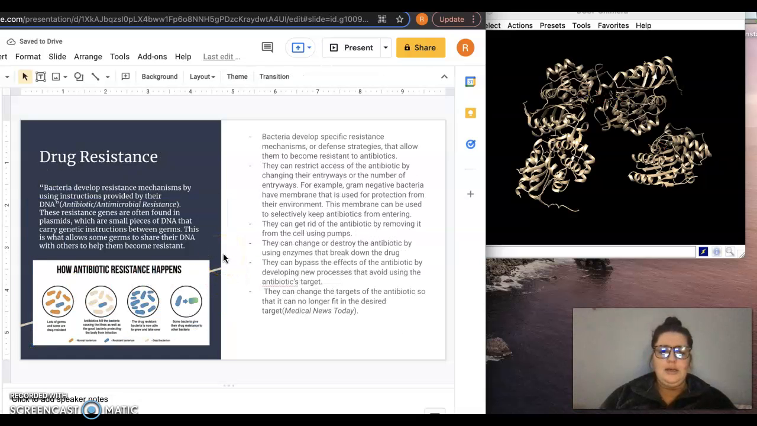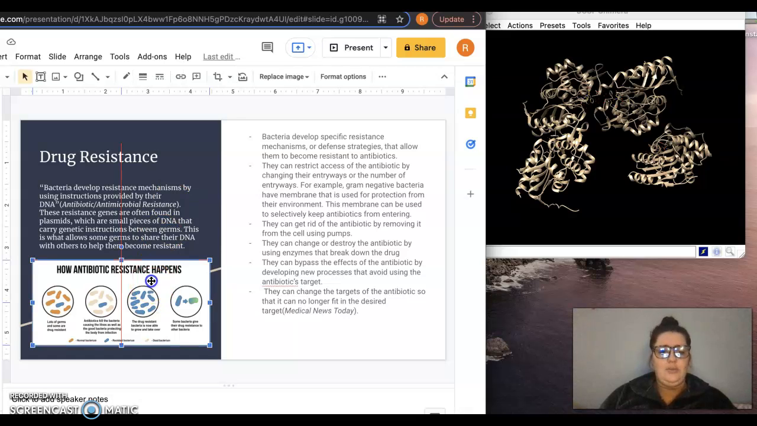Drug resistance occurs in a lot of bacteria. Once they become used to the drug that has been introduced into the cell, they can actually store this information in their DNA and share it with other cells. I have a little quote over here that says, bacteria develop resistance mechanisms by using instructions provided by their DNA. These resistance genes are often found in plasmids, which are small pieces of DNA that carry instructions between germs or microbes. This is what allows some of these microbes to share their DNA with one another to help them become resistant.